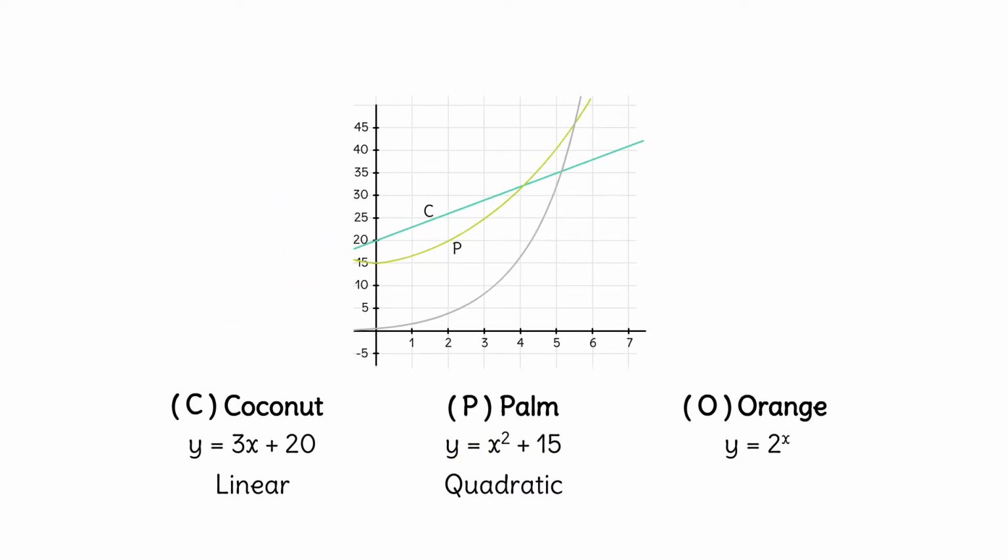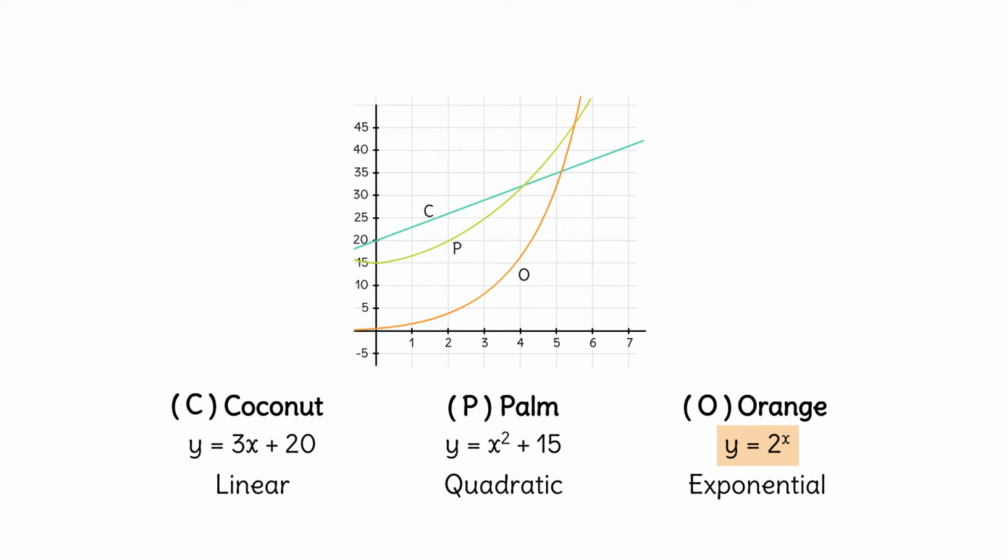Finally, let's look at the equation for Orange Island. Y equals 2 to the x is an exponential function. The initial value is 1. We see that here in the equation. Which graph has a y value of 1 turtle for an x value of 0 years? This graph has a y-intercept at 0, 1. It must be the graph of the exponential function for Orange Island.